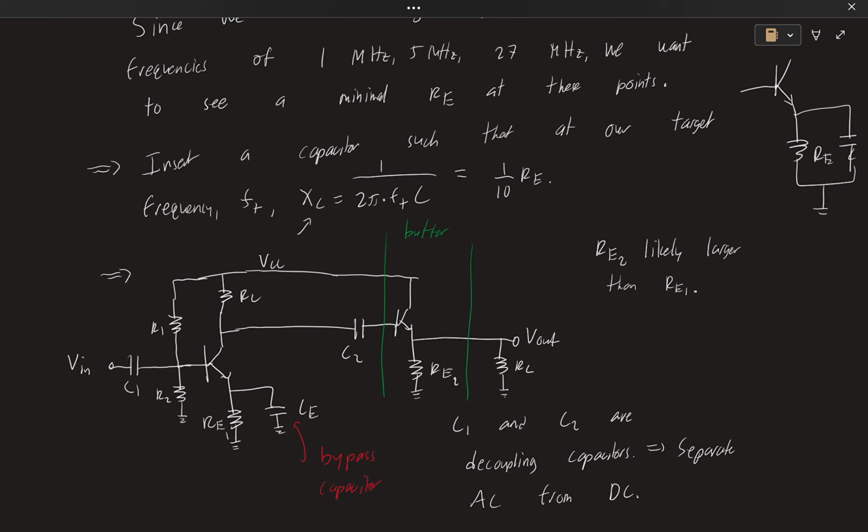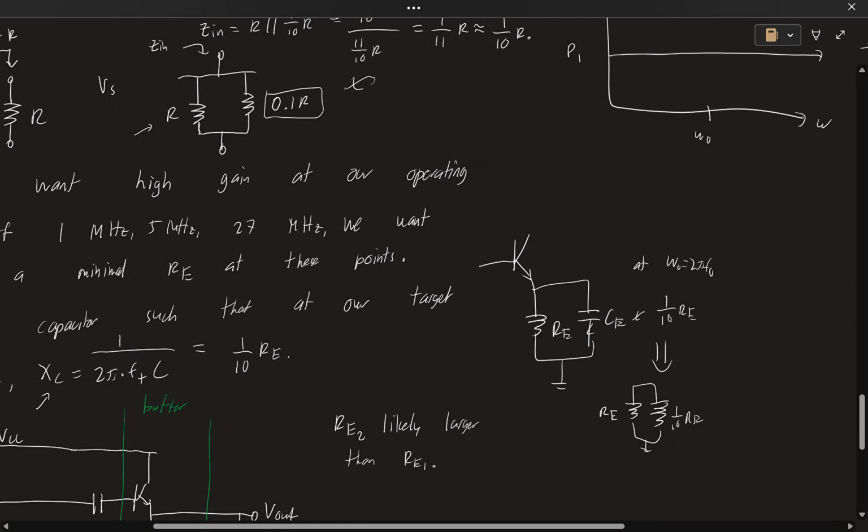And the term for this is a bypass capacitor, because if we look over here at, let's say, 1 megahertz, let's say at DC, right? At DC this is going to be an open, so no currents are going to go here at all. So at DC we're just going to see RE. At omega naught, we're going to see 1 over 10 RE. We can be more specific, say 1 over 11, right?